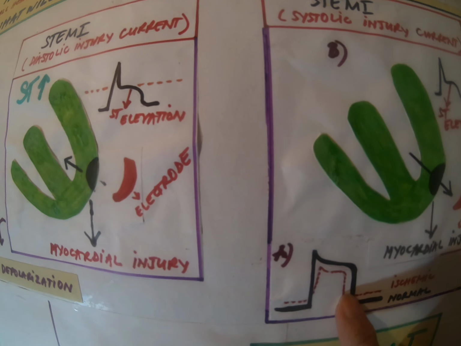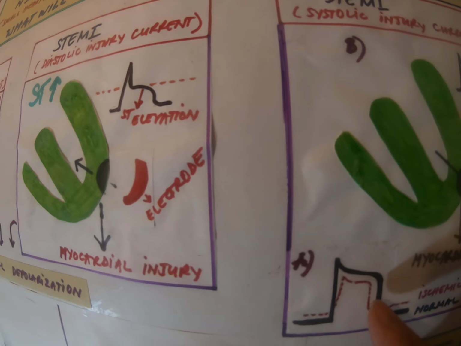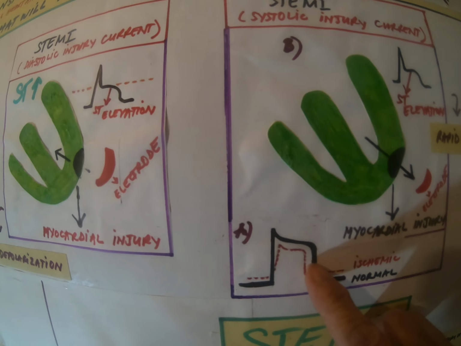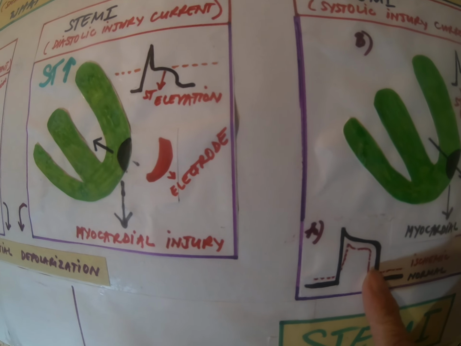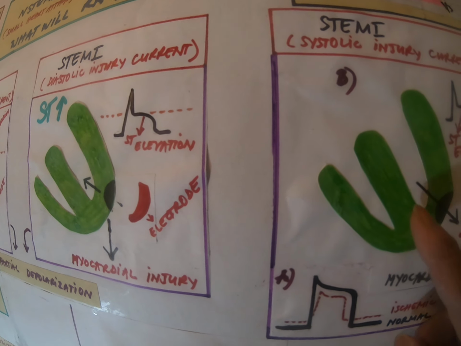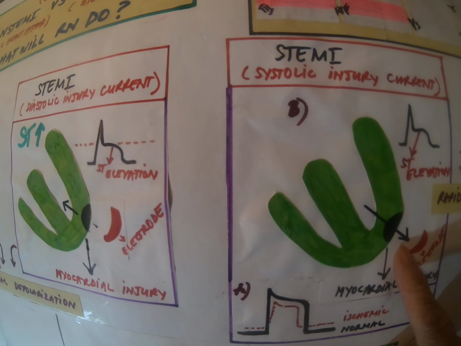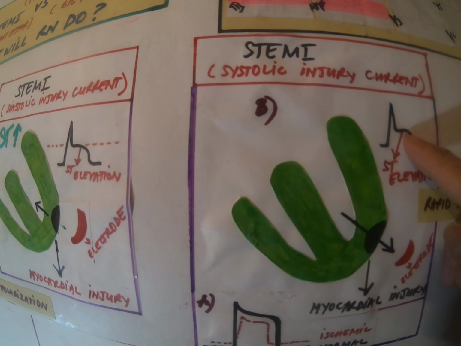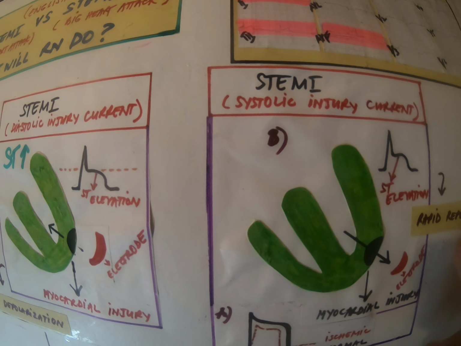So what happened there is that when we have this rapid repolarization, the surface of the ischemic cells will become relatively positively charged. Okay. And what's going to happen? The current is moving towards the electrode. Okay. And then it is followed by the inscription of an ST elevation. This is based on systolic injury current.